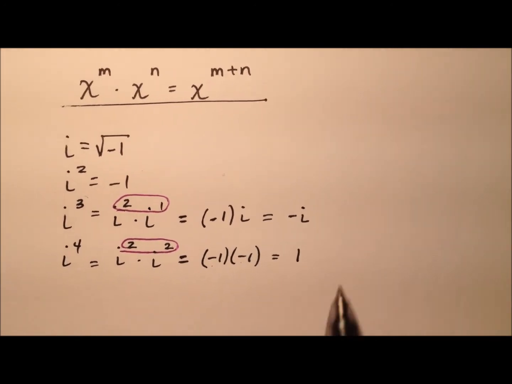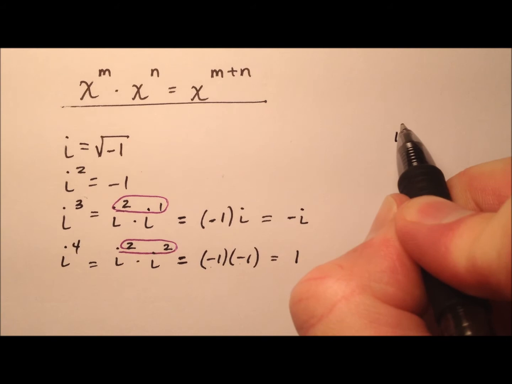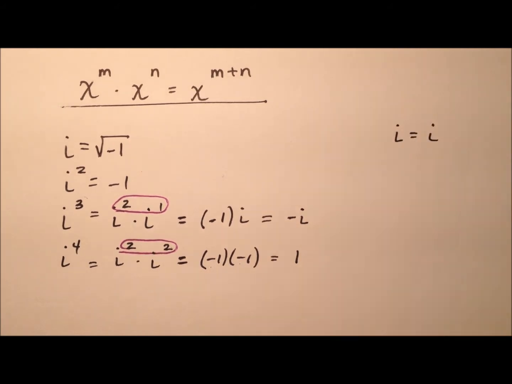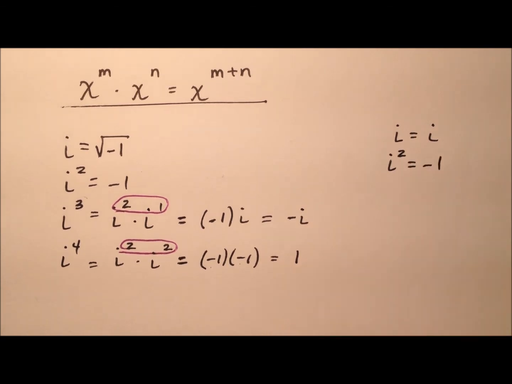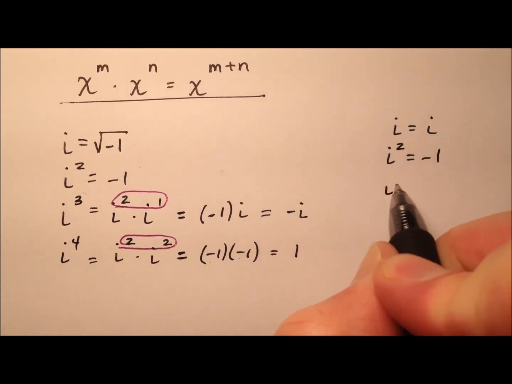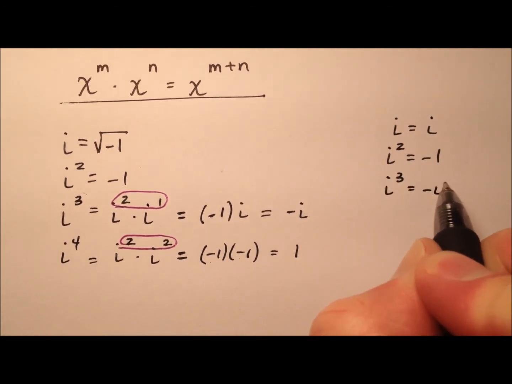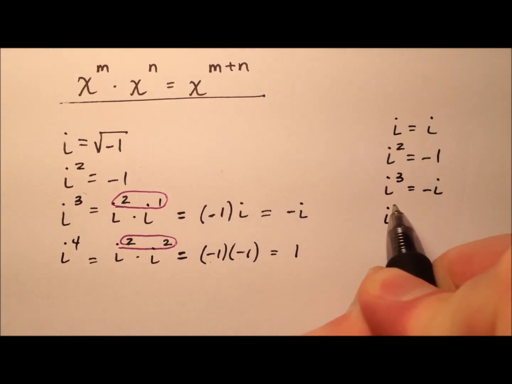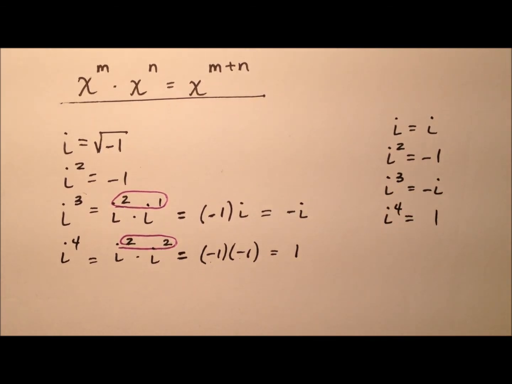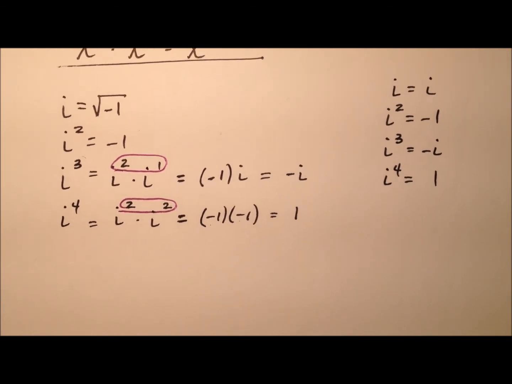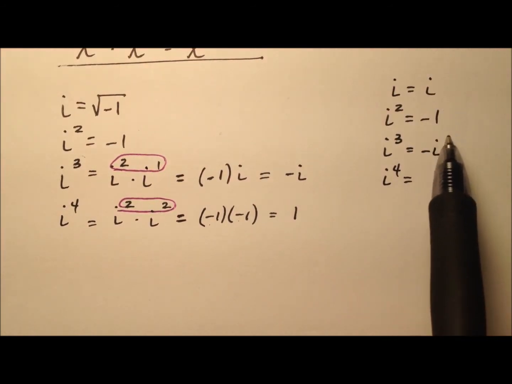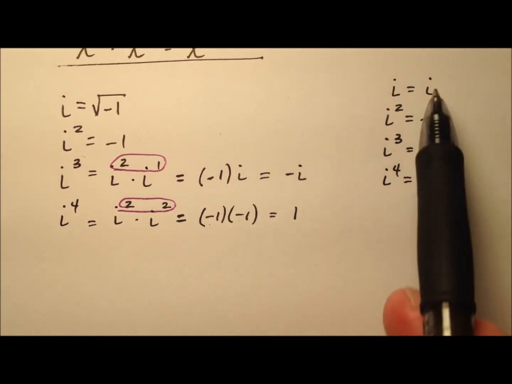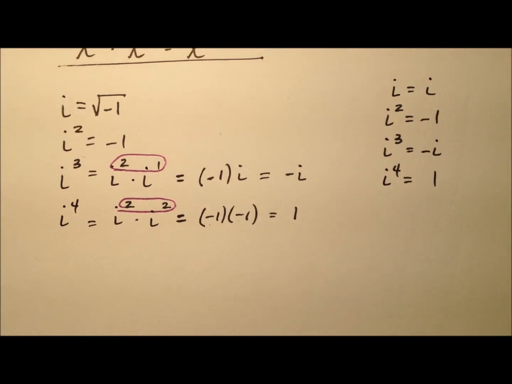Okay, so I'm going to go ahead and start a list over here. I'm going to say i equals i, of course, we know that. i squared equals -1. i cubed simplified down to -i. And i to the 4th simplified down to 1. Doesn't really seem like much is going on here. I mean, I have an i and then a 1 and then an i and then a 1, but the signs kind of do this change thing. So I'm not really sure if there's any pattern there yet.